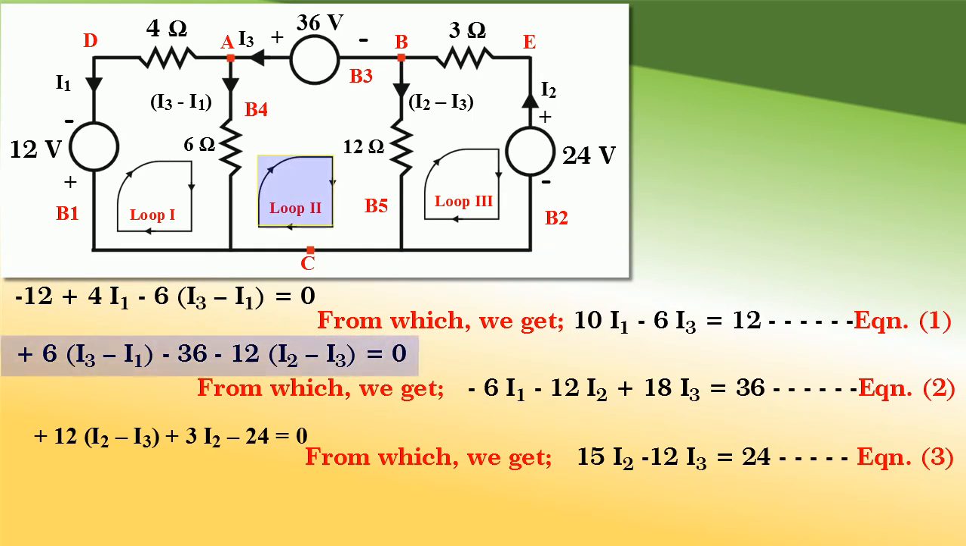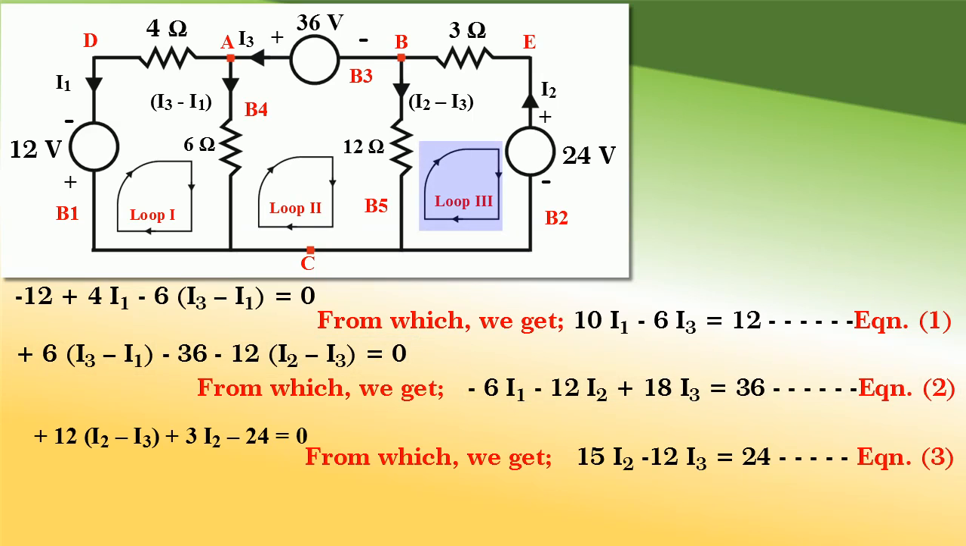Similarly, by tracing the loop 2 in the clockwise direction and writing the Kirchhoff's voltage equation, we get plus 6 into bracket I3 minus I1 minus 36 minus 12 into bracket I2 minus I3 equal to 0. And by rearranging it, we get minus 6I1 minus 12I2 plus 18I3 is equal to 36. Let it be equation number 2.